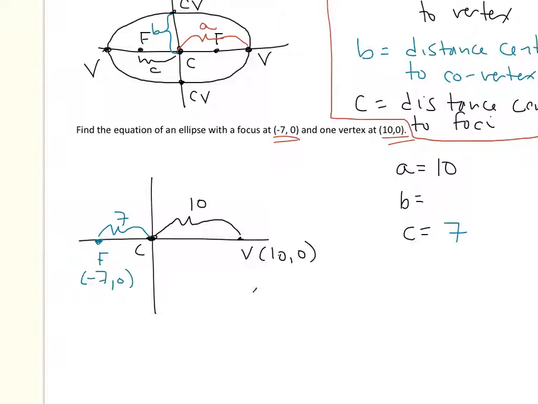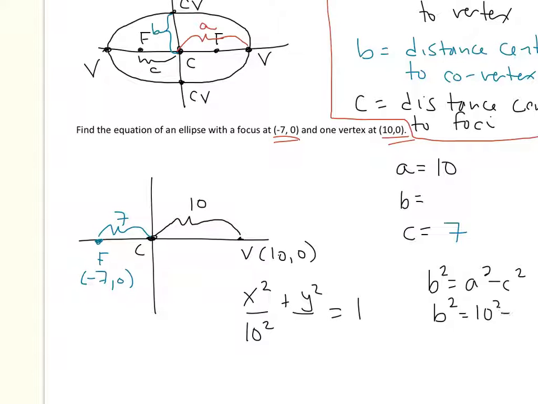Now if I'm writing my ellipse equation, x squared plus y squared equals 1, I want the bigger number to go over the major axis. So I want A to go under the x because it's longer in this direction. So I have 10 squared there for A. And now I just have to figure out what B is. I don't know what B is, but I know what A and C are. But if you recall, we have the relation B squared equals A squared minus C squared. So B squared equals 10 squared minus 7 squared.